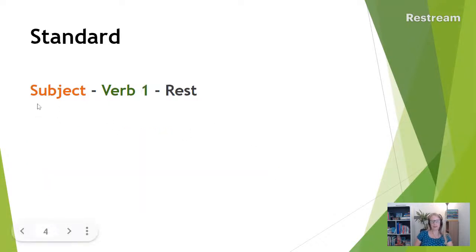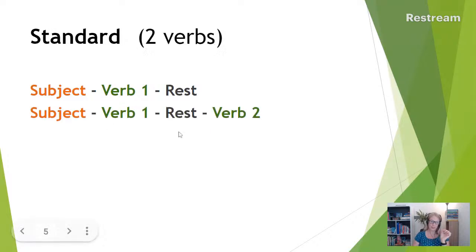So now you have one verb, but you know perhaps already that it's also possible to make a sentence with two verbs. If you're a complete beginner, you're probably making sentences with only one verb, but very soon you will know that it's also possible with two verbs. In that case, the second verb goes after the rest. So this is different from English or many other languages. The second verb goes at the end of your sentence.